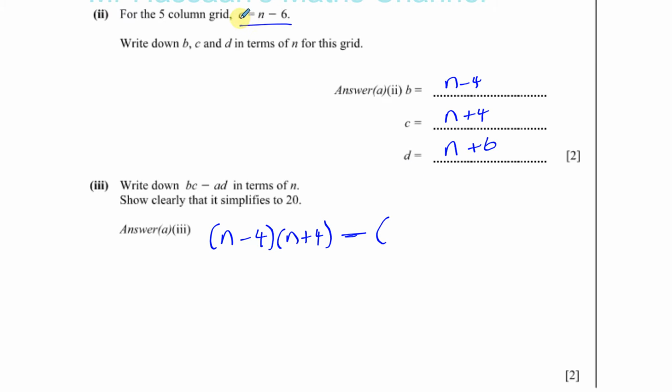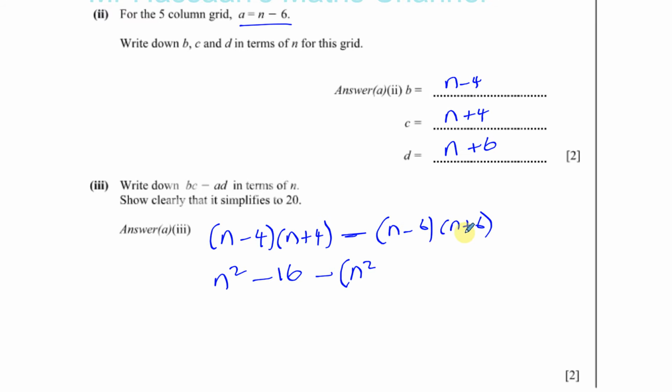Alright, so that gives you n squared. Now this is the difference of 2 squares, so it's going to become minus 16. You see the plus 4n and minus 4n cancel out. Minus, now be very careful when you have a minus before a bracket to expand. Keep the bracket there and expand. So you have n squared, and again it's the difference of squares. So you're going to have the minus 6n and the plus 6n cancelling out, so you're going to get minus 36. 6 times 6, 36.